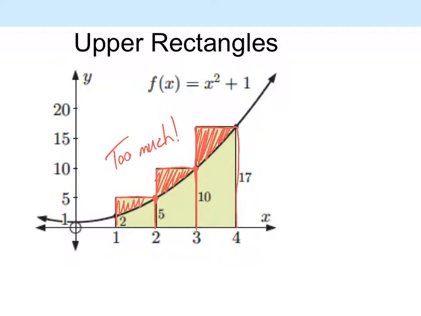Now, if I'm finding this approximation, notice I'm using rectangles that are all the same width. These are all a width of 1. So it's 1 times 5, because 5 is the height of that rectangle, plus 1 times 10, plus 1 times 17. Okay, so 5 plus 10 plus 17 is 32. So this is approximately 32 square units. Now in this case the upper rectangles happen to be the right side, or the right rectangles.